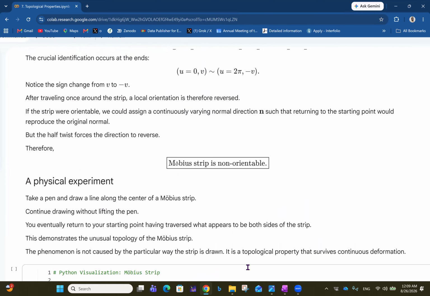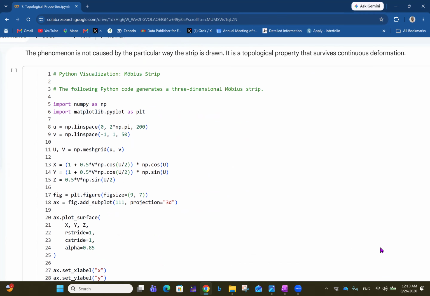As a physical experiment, if you take a pen and draw a line through the center of a Möbius strip and continue drawing without lifting the pen, you eventually return to your starting point, having traversed what appears to be both sides of the strip. This demonstrates the unusual topology of the Möbius strip. The phenomenon is not caused by the particular way the strip is drawn. It is a topological property that survives continuous deformation like that.